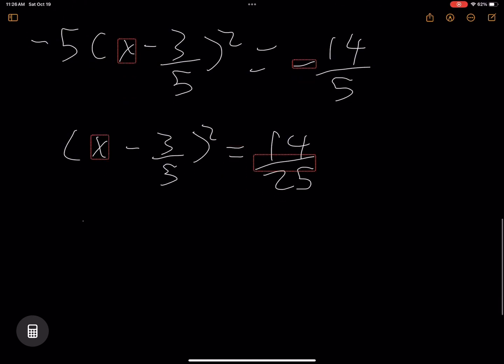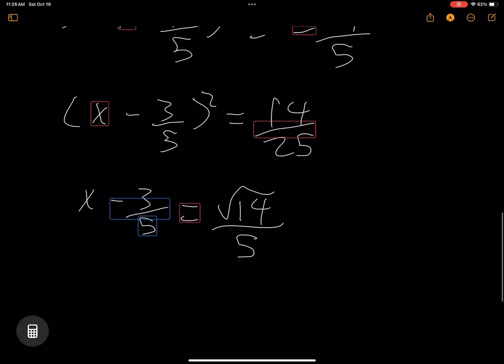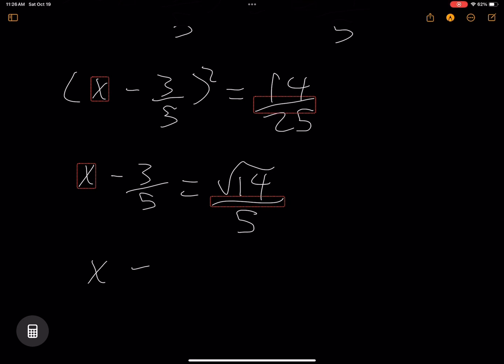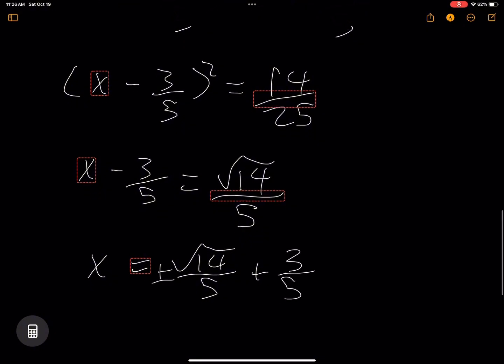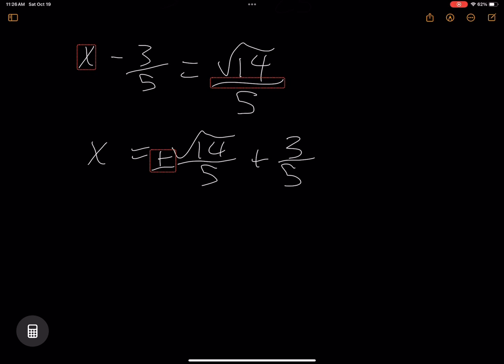Now we're going to have to get rid of the squared, so x minus 3 over 5 is equal to the square root of 14 over 25. So square root of 14 over 5. We'll deal with the square root of the 14 a bit later. X is equal to the square root of 14 over 5 plus 3 over 5. But it's actually plus minus the square root of 14 over 5.